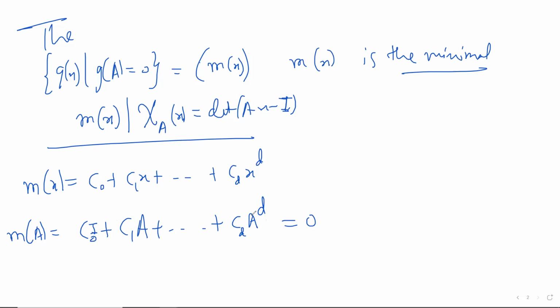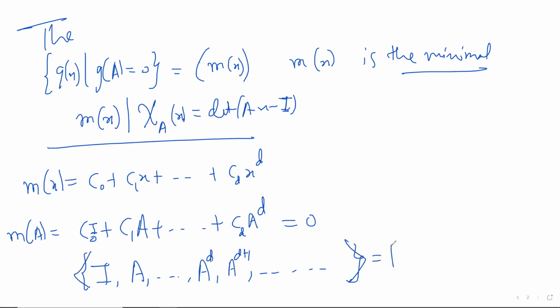So the set I, A, A squared up to A^d is dependent, and up to d minus 1 it's independent. So if you look at this potentially infinite set and take the vector space generated by it, call it our old W, then the dimension of this W is the degree of the minimal polynomial.